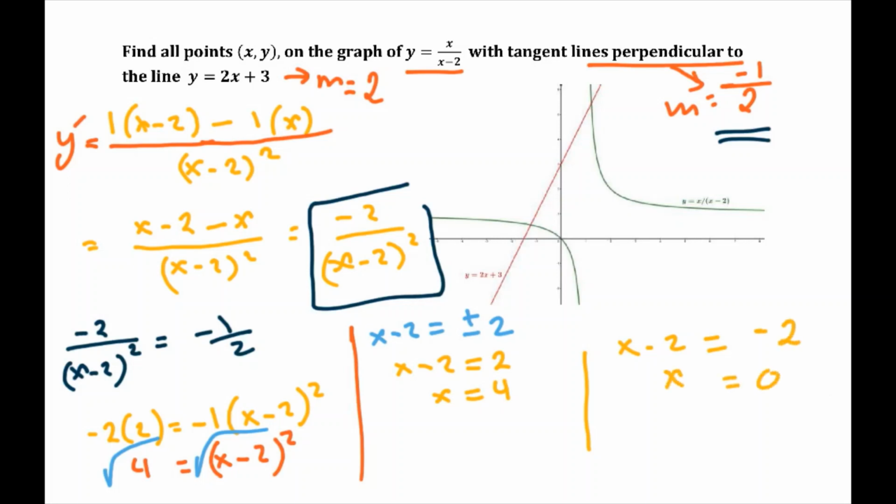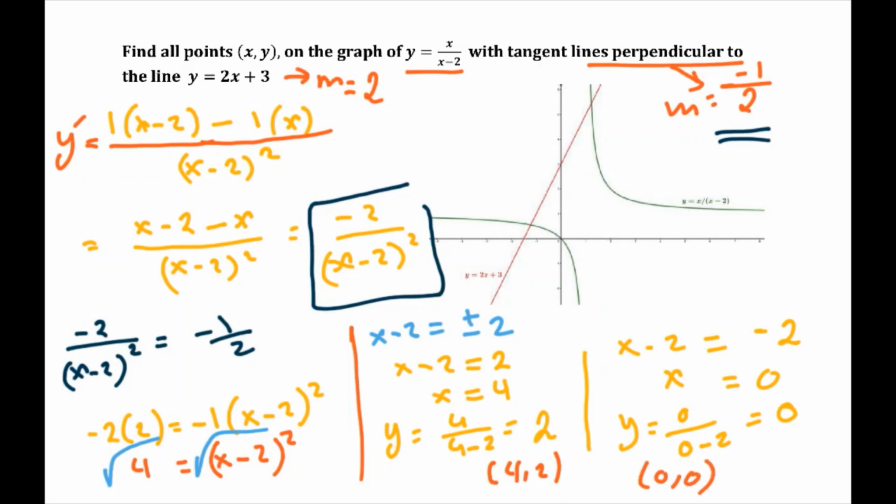By substituting x by 4, y will be equal 4 over 4 minus 2, which is going to be equal to 2. Here y equals 0 over 0 minus 2, and that's equal to 0. Then we are talking about 2 points here: 4 and 2, 0 and 0.